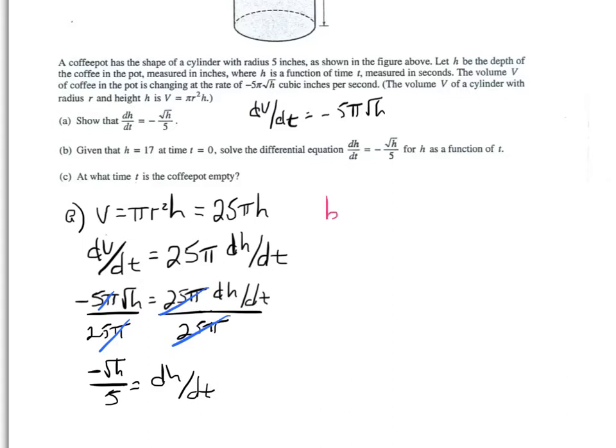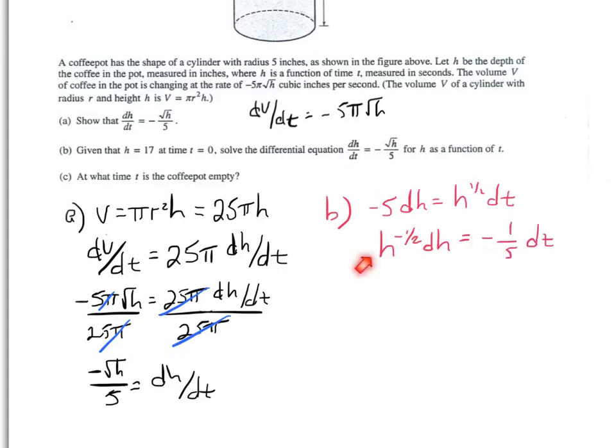Part B. Okay, we get to solve a differential equation. Okay, these are fun. First, we separate the variables. So let's put negative 5 dh equals, I'm going to make that h to the 1/2 dt. And so this is going to be h to the negative 1/2 dh equals negative 1/5 dt. Now it doesn't really matter where you put this. We can leave the negative 5 on this side. We should arrive in the same place in the end.